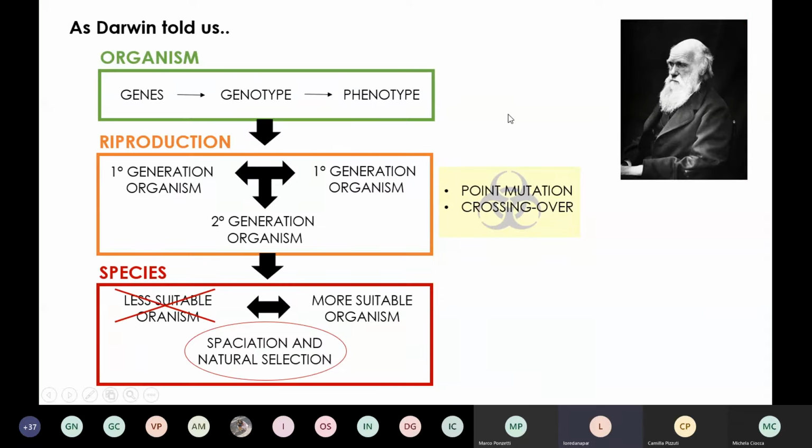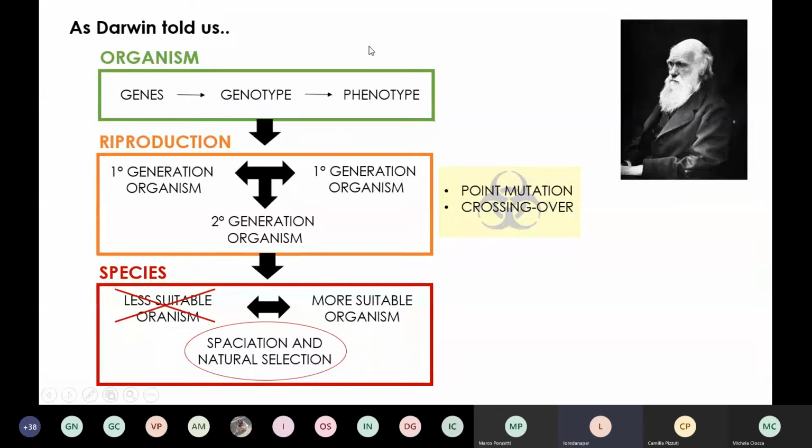But now we can see how these algorithms work. We can compare this algorithm to Darwin's theory. In fact, we are all different because of our phenotype. For example, this is the reason for the different color of your hair.